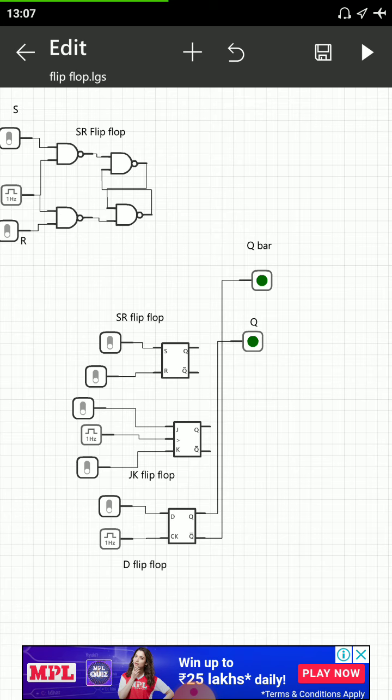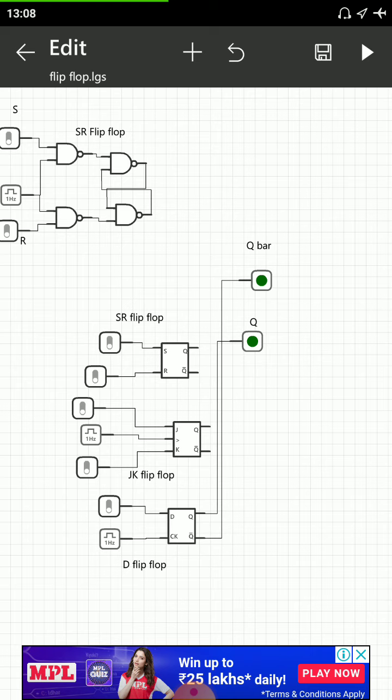Okay, you can see from the circuit diagram I have used a 1 kilohertz clock with JK flip-flop, D flip-flop and SR flip-flop. So a latch is a bistable circuit whose output, or we can say next state, depends upon inputs. Basically you can call them set or reset entities.